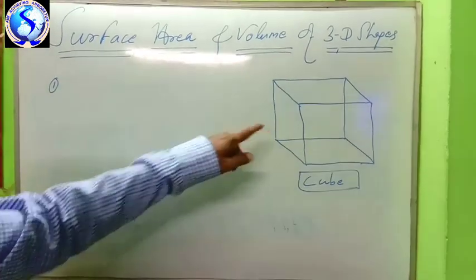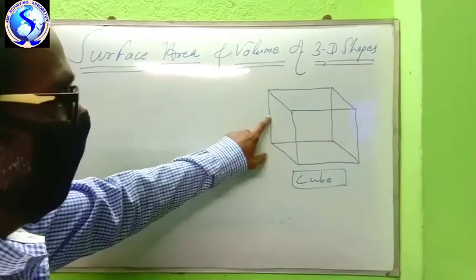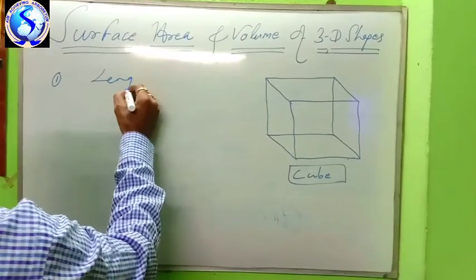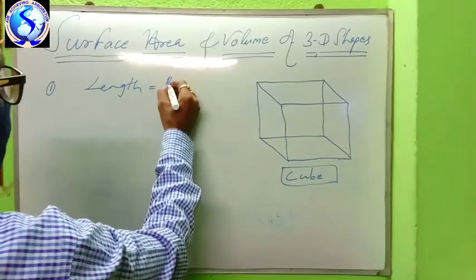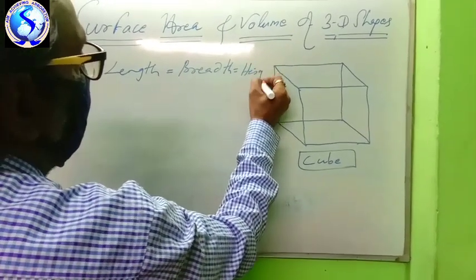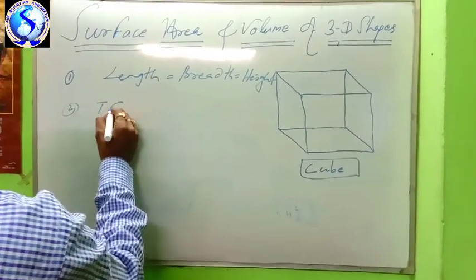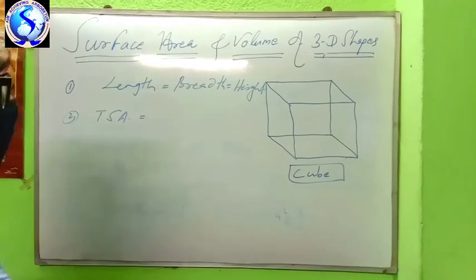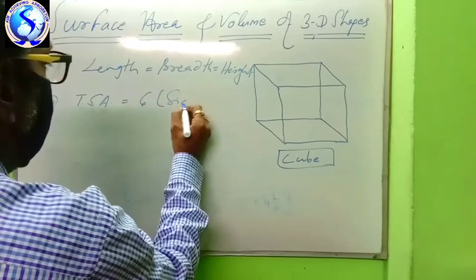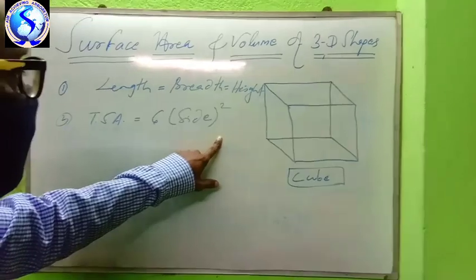Let us take cube. Cube means length, breadth and height are equal. In case of cube, the length should be equal to breadth, should be equal to height. Therefore, the total surface area of a cube, the formula is 6 into side whole square, because all the sides are equal.